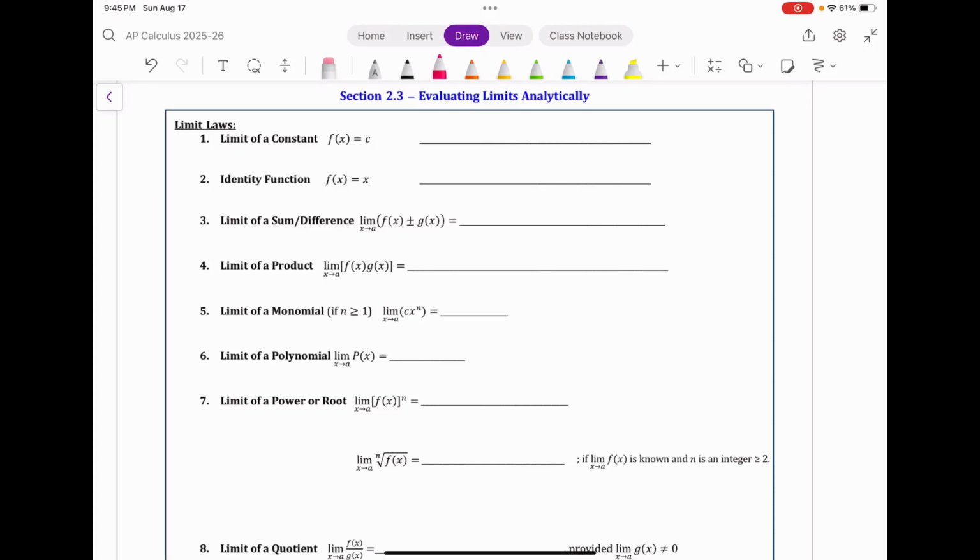We start this section by talking about limit laws. These laws will help us evaluate complicated limits that involve different math operations. So we'll start with the limit of a constant.